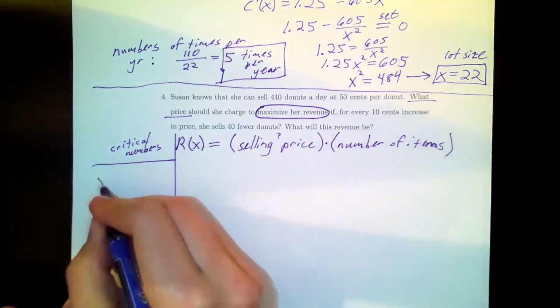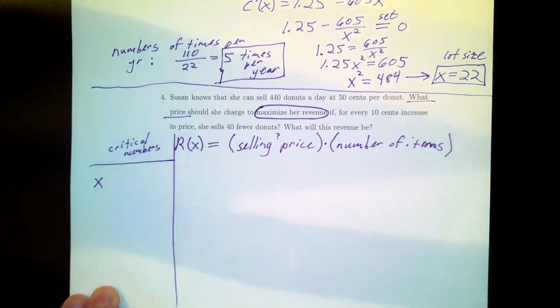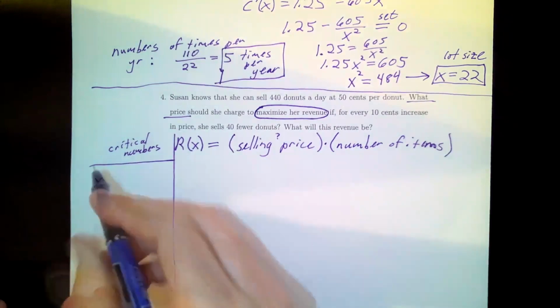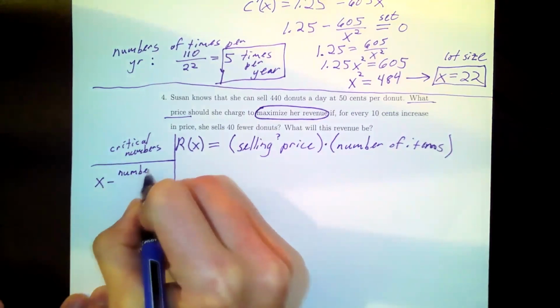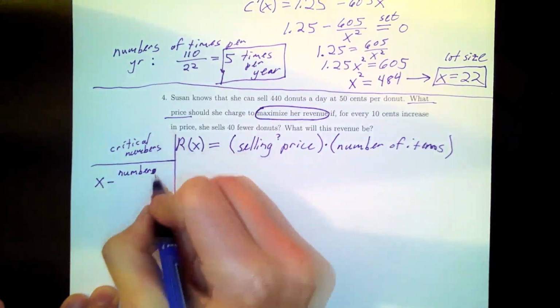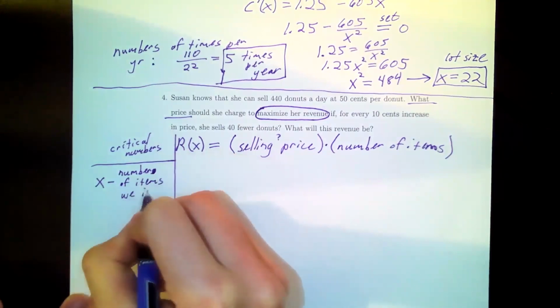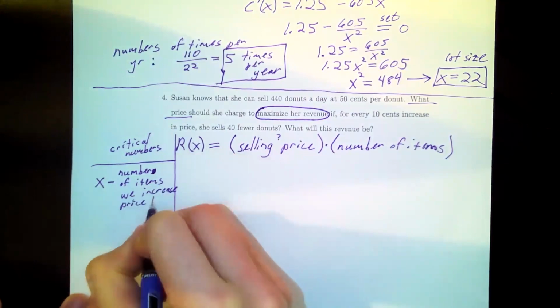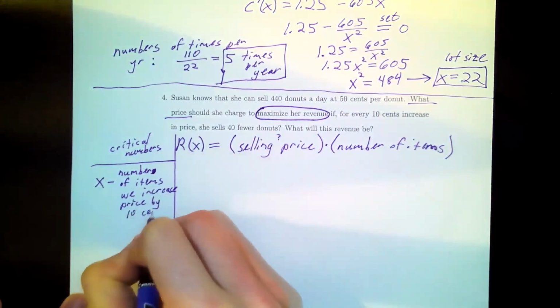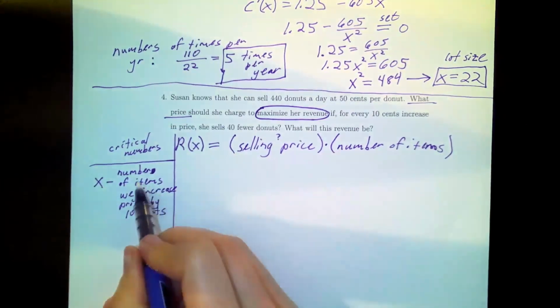So we're going to let X be not the number of donuts. X is going to represent the number of times she has increased the price. Number of times we increase price by 10 cents. Number of times.